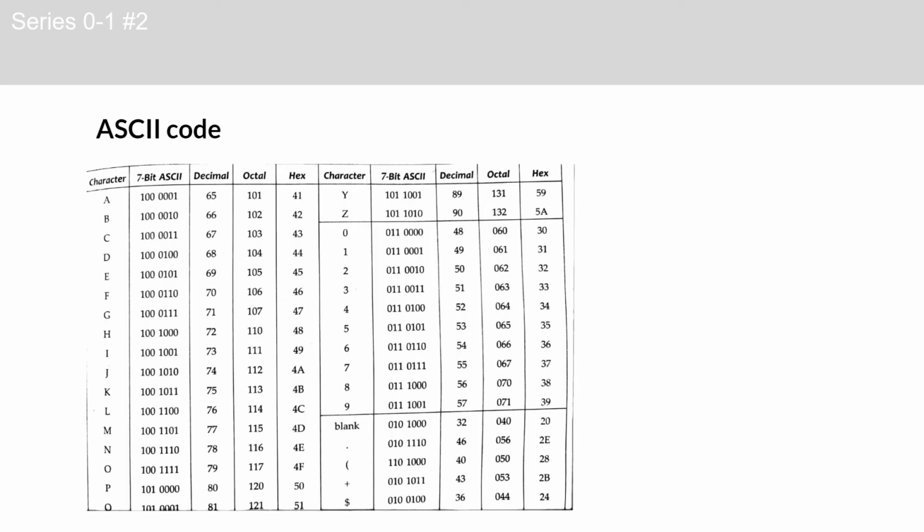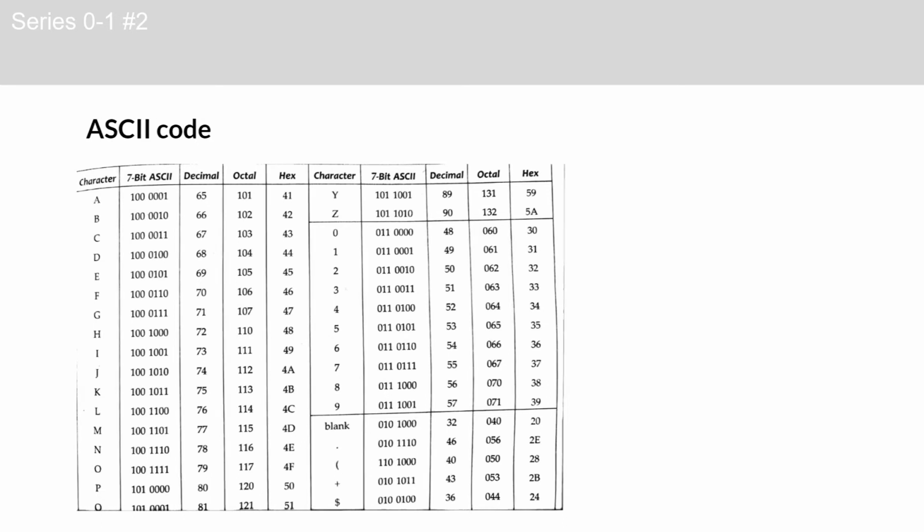ASCII code. Here is an example. Can you see how A is represented as 1000001 in 7-bit ASCII code and in decimal as 65? This uniquely represents A in ASCII code. This is how A is represented as a number. Hence, it can be converted into 0s and 1s.